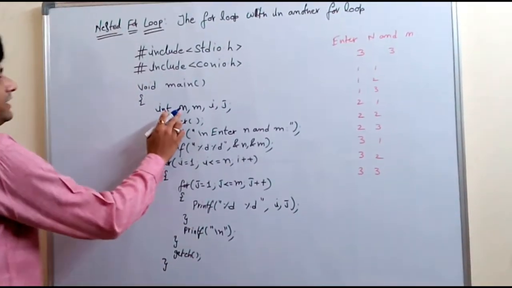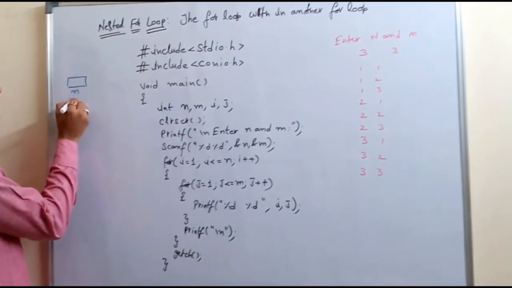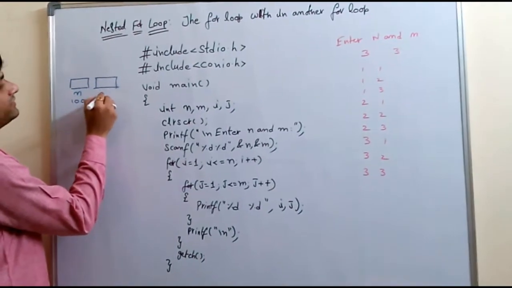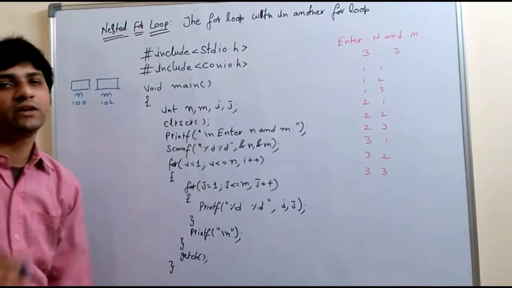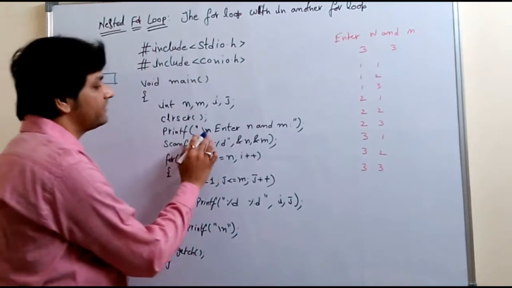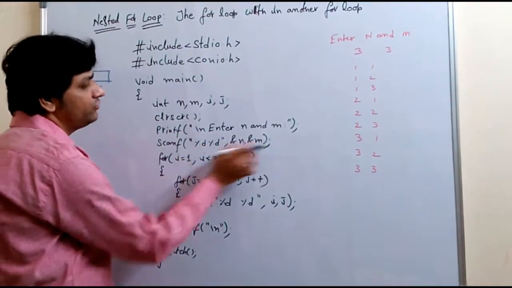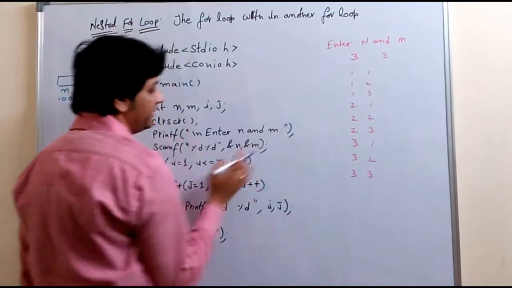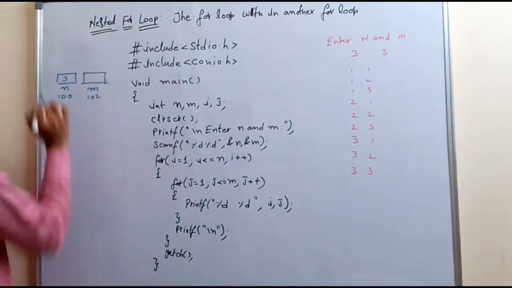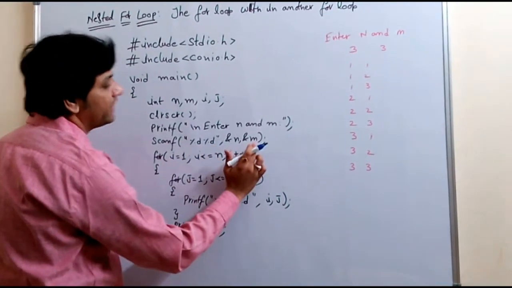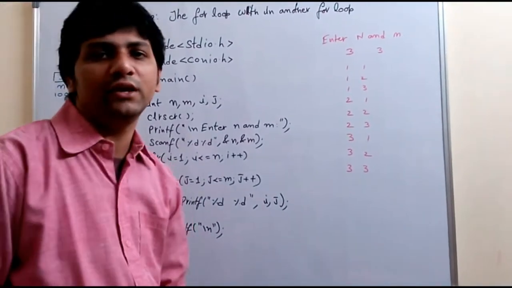First we take four variables. n is one variable, which takes some address, say 100, and m is another variable, which takes some address, say 102, and i and j are for iterations. Now I am asking the end user to enter n and m. He is going to enter two numbers, 3 and 3. So the first 3 is stored in the address of n, and the second 3 is stored in the address of m. You can enter any numbers.